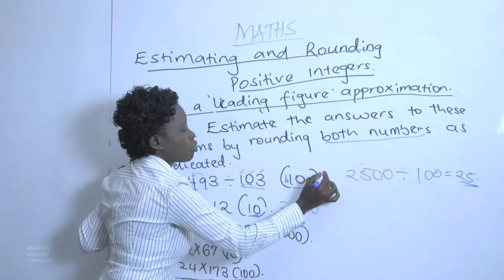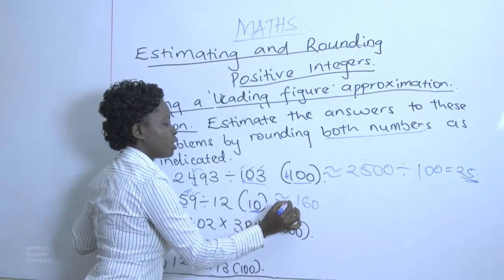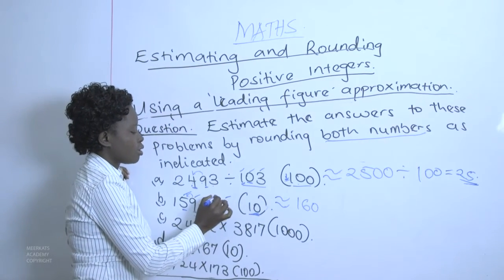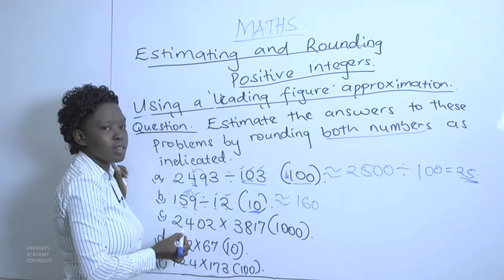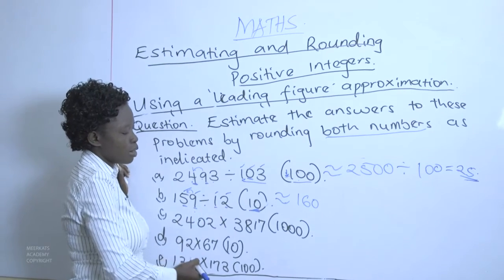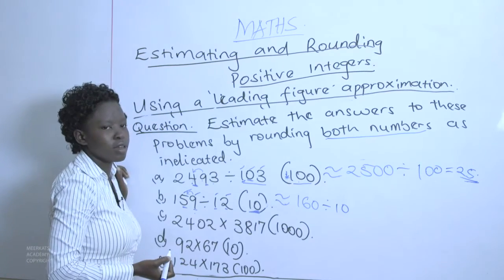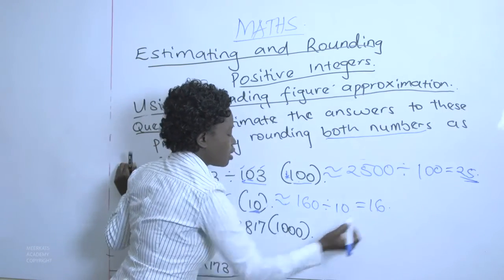We are supposed to use approximation. So this is 160. Then 12, this is ones, tens, so 1 is in the tens place value. The next digit is 2, which is less than 5. So it will round our number down to get 10. So we have 160 divided by 10, and we get our answer is 16.